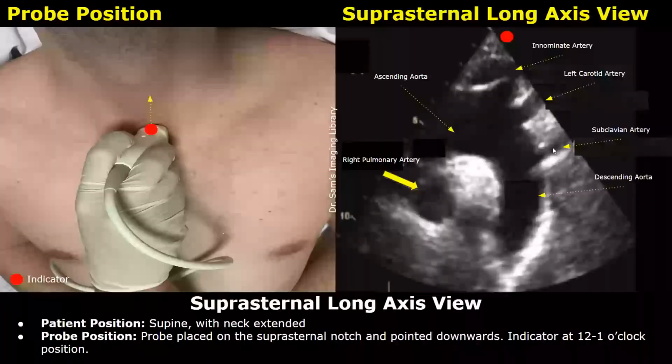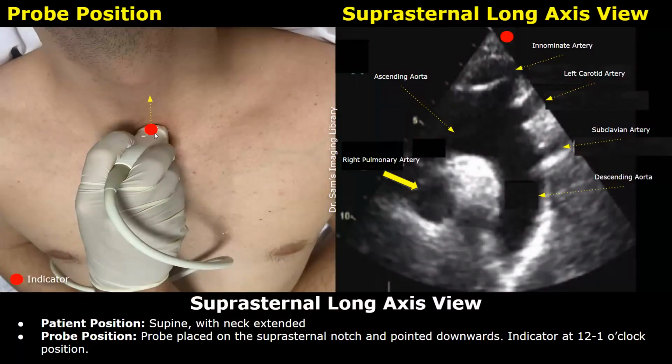The suprasternal long axis view is helpful in examining the aortic arch. To get this view, the patient lies in the supine position with the neck extended. Then place the probe in the suprasternal notch with the indicator towards the patient's head. The probe is pointed downwards. You will get this image.